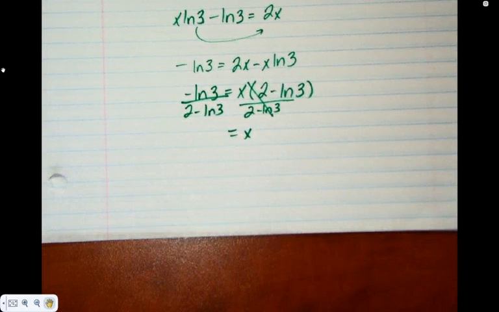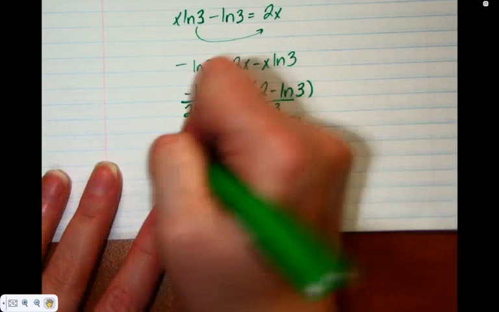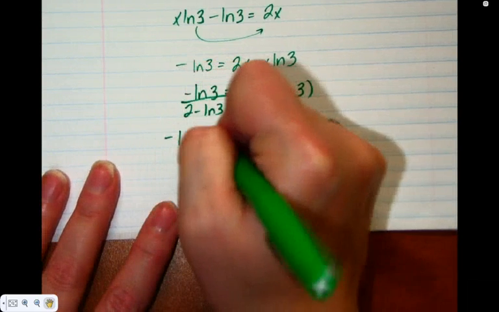And remember, these are always calculator questions. So if you're not using your calculator with an exponential, you've probably done something wrong. Negative 1.219. There's the answer.